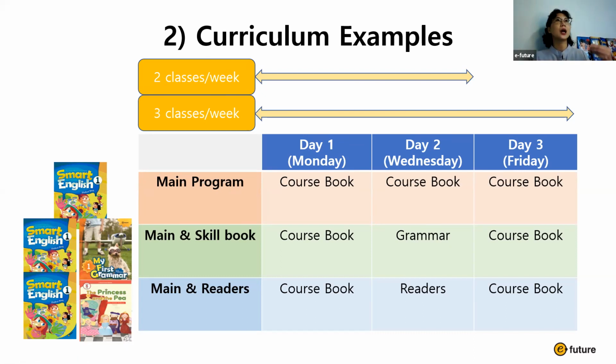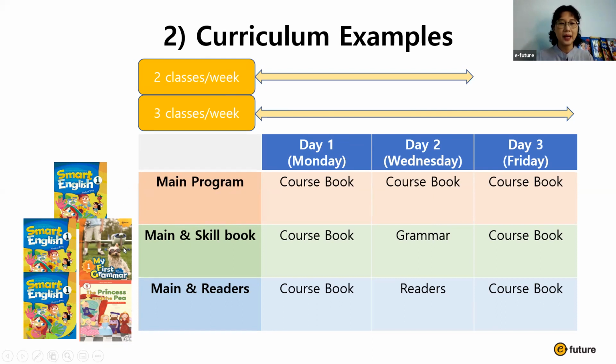So day 1, day 2, day 3, you just use the course book, which is very simple. If you are teaching primary school level children and you just want to choose one book, which is the main program, Smart English, let's say, or Hand in Hand, or Let's Smile, and then you just teach that book. Simple, right? But if you want to add a skill book, if you want to focus on a specific skill together with the main program, then you can choose one skill book.